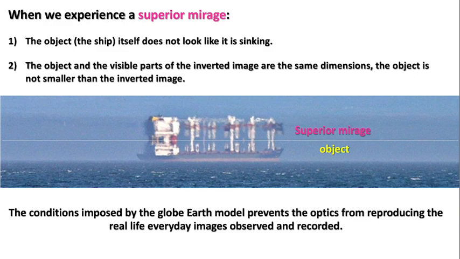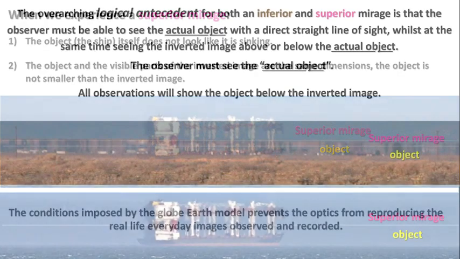When we experience a superior mirage: 1. The object, the ship itself, does not look like it is sinking. 2. The object and the visible parts of the inverted image are the same dimensions. The object is not smaller than the inverted image. The conditions imposed by the globe Earth model prevent the optics from reproducing real-life, everyday images observed and recorded.